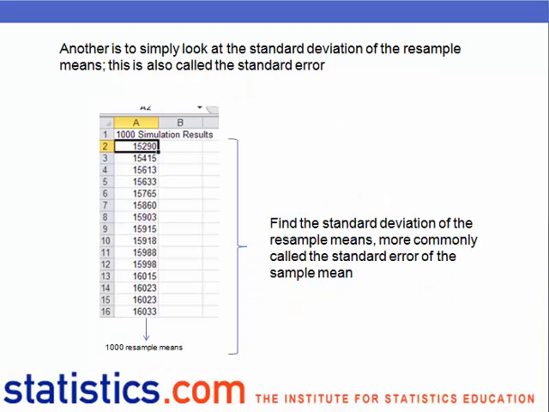Another way is not to do the graph, but simply to take the standard deviation of the resample means, which is more commonly called the standard error of the sample mean. Now, it's important to distinguish here between the standard deviation of the sample data itself versus the standard deviation of the resample means. Obviously, the latter is going to be much narrower because each one is an average value as opposed to being an individual value in the sample.